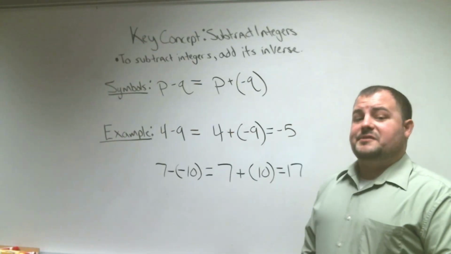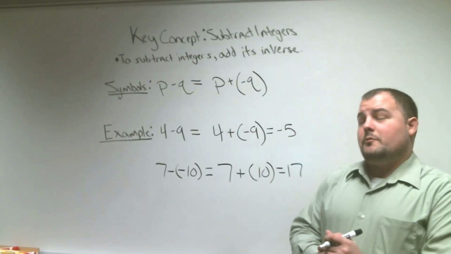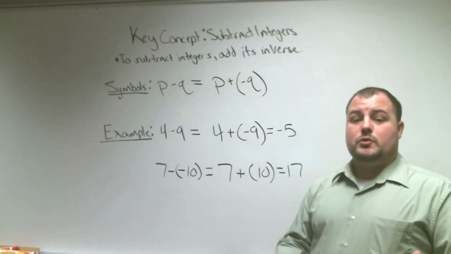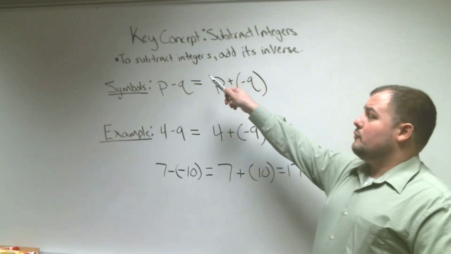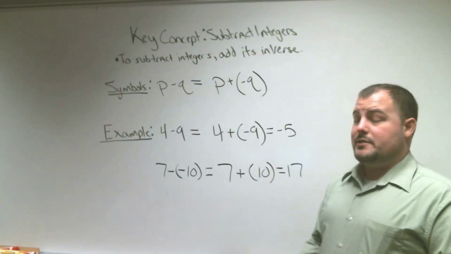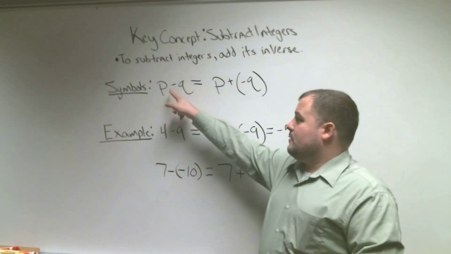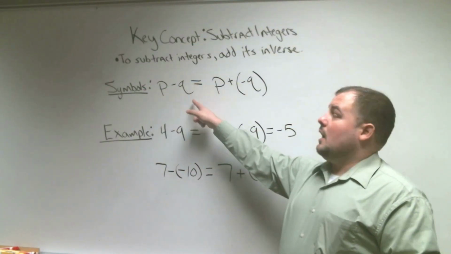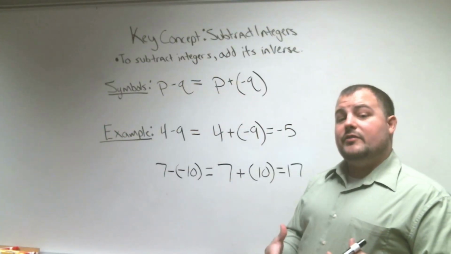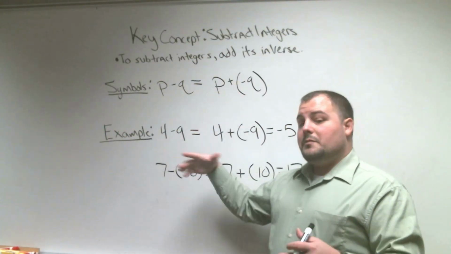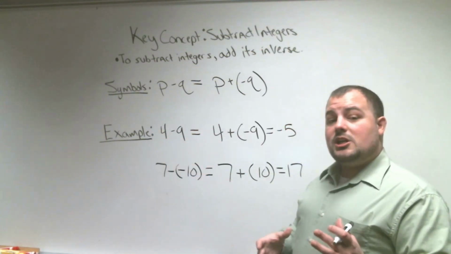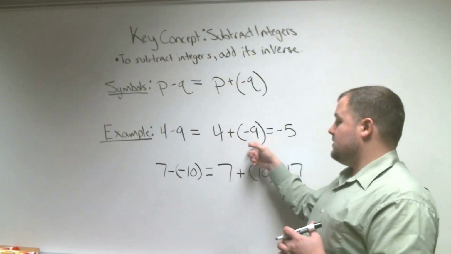For a key concept today of subtracting integers, here's what we do. To subtract integers, all we really do is change subtraction to addition. So to subtract integers, we're going to add its inverse. Inverse means the opposite of what we see. So if I have a number minus another number, I'm going to change that to that first number plus the opposite of the second number. So an example of how that works is if I said 4 minus 9, I could change 4 minus 9 to 4 plus negative 9.